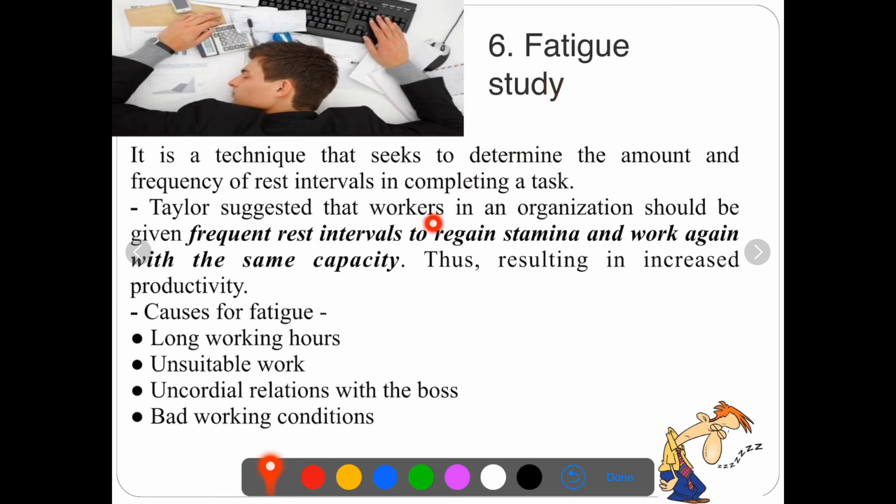So this is another study done by Taylor. Here he identified that frequent rest intervals should be given to a worker so that he will regain his stamina, he will regain his energy back and work again with the same capacity.